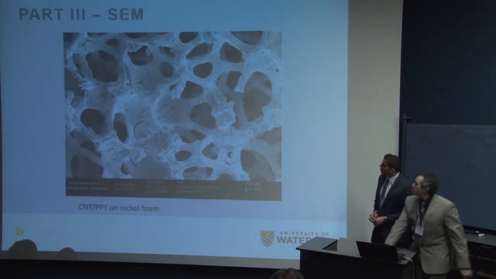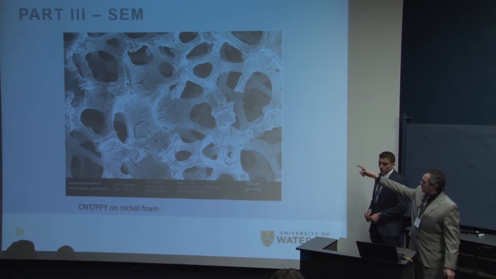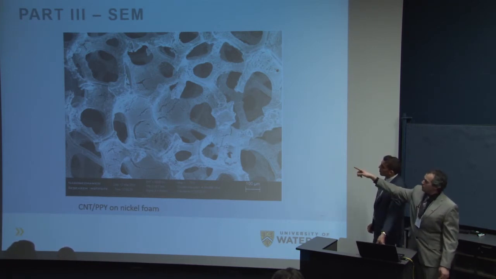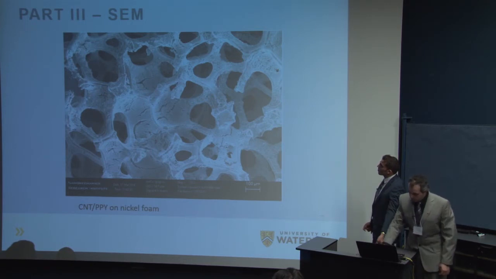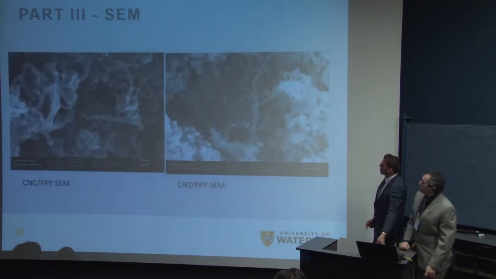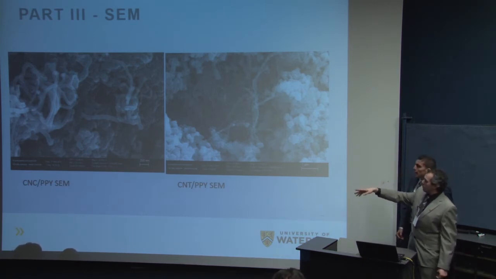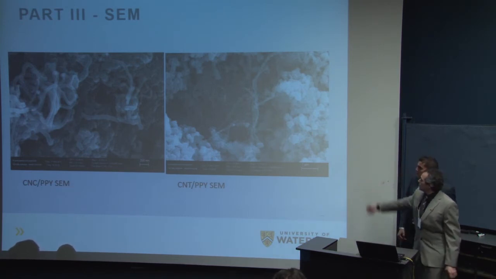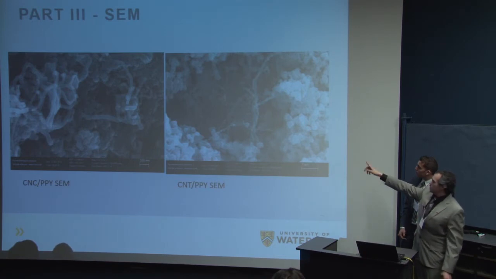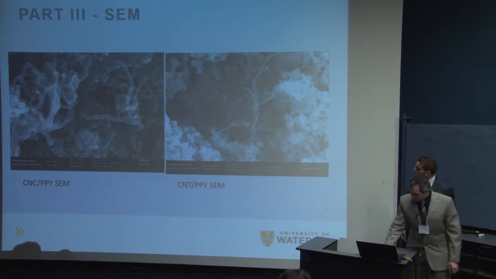These are some of the images. This is the nickel foam, and the stuff you can see through the nickel foam, that's where the CNT and the polypyrrole have been deposited. I have a next image over there. Yes, and that's the CNT polypyrrole on your left, and the CNC polypyrrole on your right. You can see all the polypyrrole molecules, and you can see the CNT and the CNC with the polypyrroles connected to them.